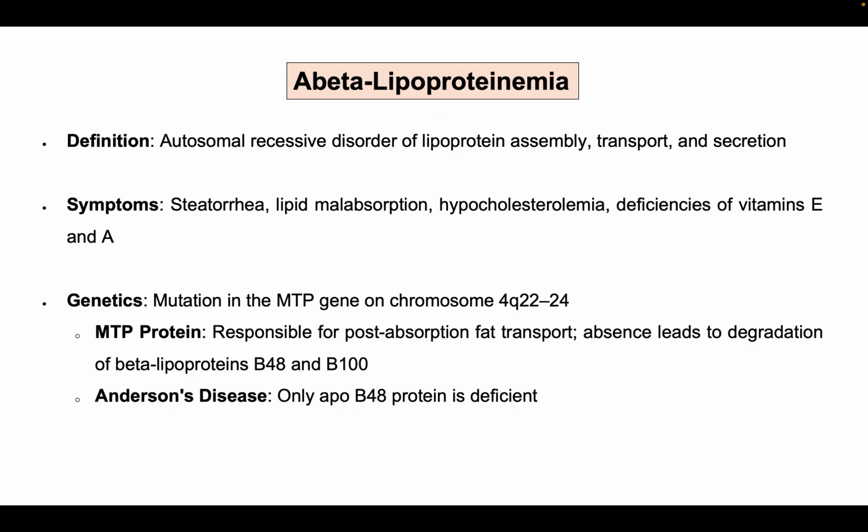Next is abetalipoproteinemia. The definition is an autosomal recessive disorder of lipoprotein assembly, transport and secretion. Symptoms are steatorrhea, lipid malabsorption, hypocholesterolemia, and deficiency of vitamins A and E. What are the genetic findings? First is the MTP protein mutation on chromosome 4q24. The MTP protein is responsible for post-absorption fat transport, and its absence leads to degradation of the beta lipoproteins B48 and B100. So this will deposit in the enterocyte, and in Anderson disease only the B48 beta lipoprotein is deficient.